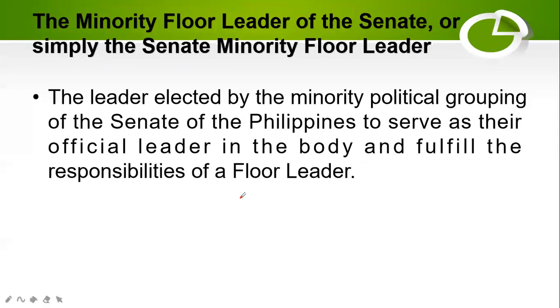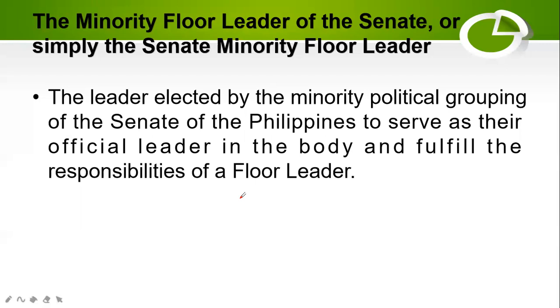So, we also have the minority floor leader. So, kinsa ni si minority floor leader of the Senate or simply the Senate minority floor leader? So, siya ang leader elected by the minority. Okay? Kato ganina si majority party man ang nag-elect ato. Karon, we have the minority political grouping of the Senate of the Philippines to serve as their official leader in the body and fulfill the responsibilities of a floor leader. So that's why we have the majority floor leader voted by the majority of the senators or appeal siya sa katong majority party, and then minority political grouping para sa minority floor leader.